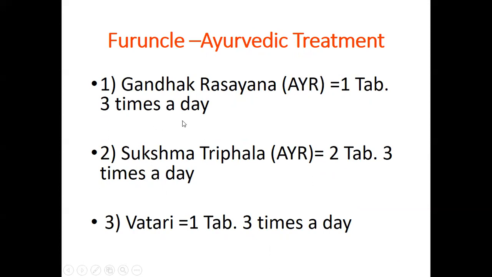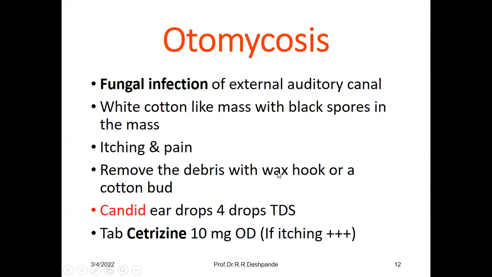Furuncle, Ayurvedic treatment. Ayurvedic antibiotic-like medicine, Gandhaka Rasayana, is available from Ayurveda Rasashala Pune. 1 tablet 3 times in a day. Sukshma Triphala, again of Ayurveda Rasashala Pune, 2 tablets 3 times in a day. This combination of Sukshma Triphala and Gandhaka Rasayan is the best antibiotic, the best antiseptic from Ayurveda. Don't forget, anywhere in the body, if you find there is infection, always try to use Sukshma Triphala and Gandhaka Rasayan together. Ayurvedic analgesic anti-inflammatory tablet Vatari, available in the market, 1 tablet 3 times in a day.